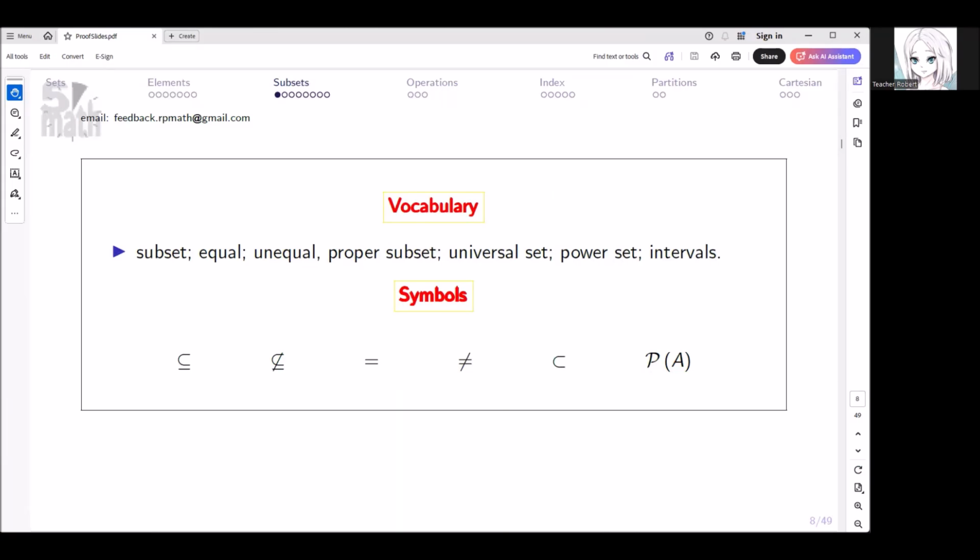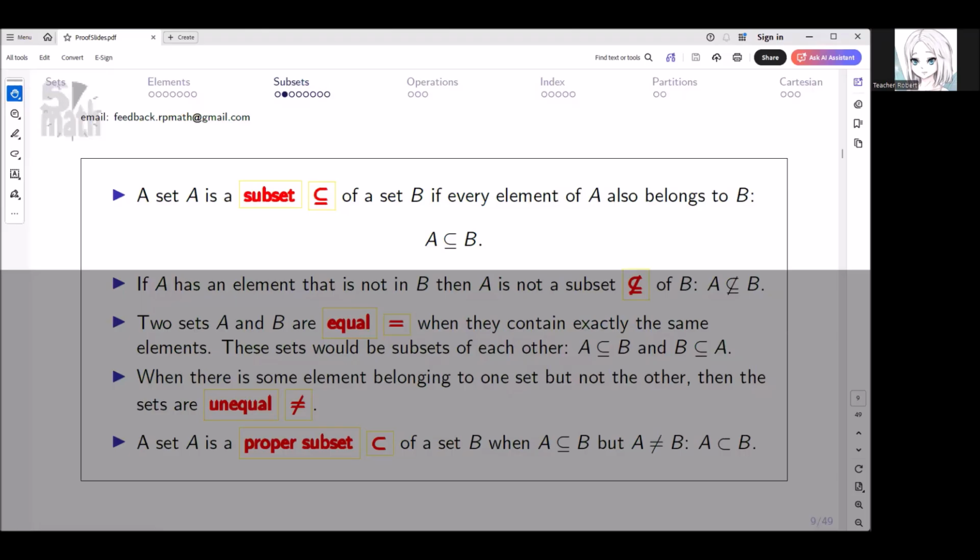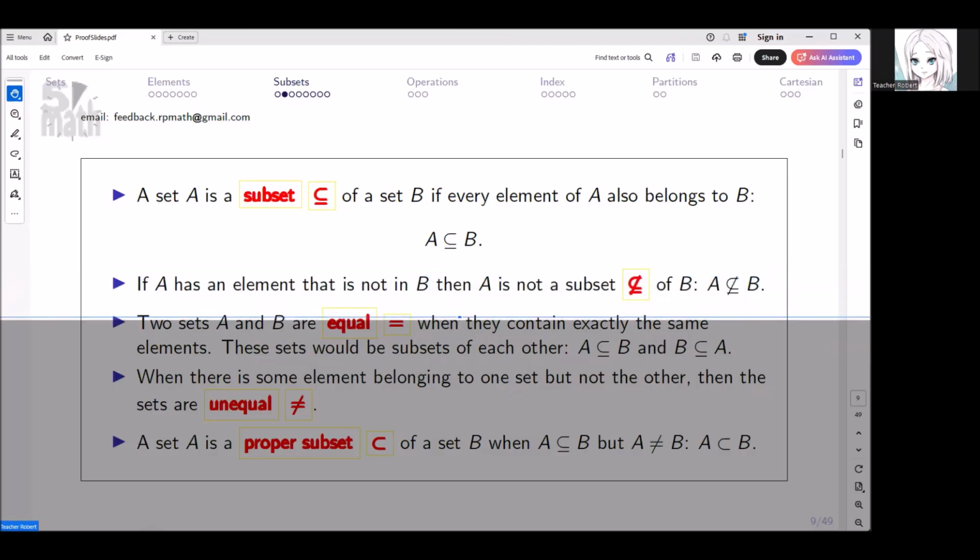Vocabulary: subset, equal, unequal, proper subset, universal set, power set, intervals. Symbols: a set A is a subset of a set B if every element of A belongs to B. If A has an element that is not in B, then A is not a subset of B.